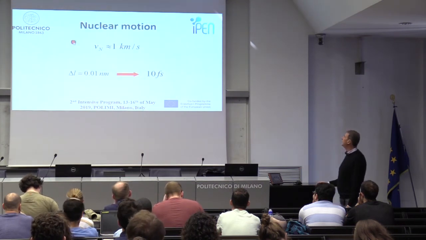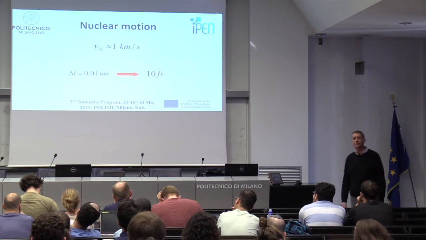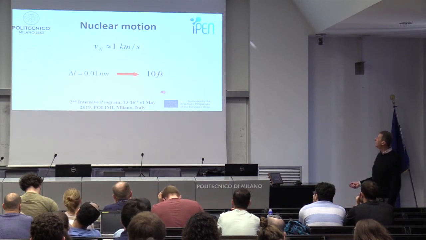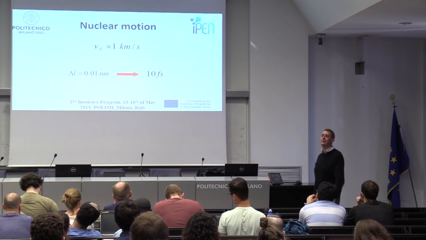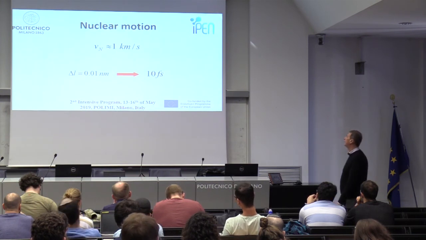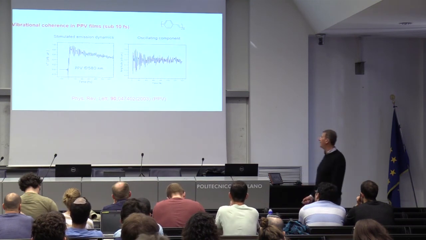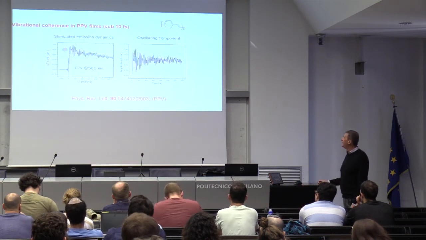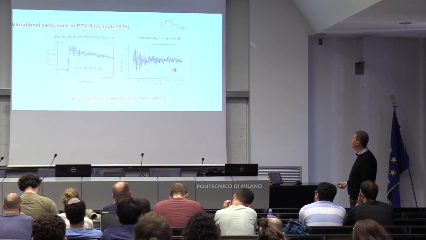Now, how do they move? The nuclei move at about 1 kilometer per second on distances in the order of a hundredth of a nanometer. So that means that if you have a 10 femtosecond pulse, you are pretty much there with the correct time resolution to see the motion of the nuclei. And then when you do a pump-probe experiment with such short pulses, that's what happens. You see this fancy, strange oscillation in the spectrum. Here I was taking away the steady state and keeping the oscillation.